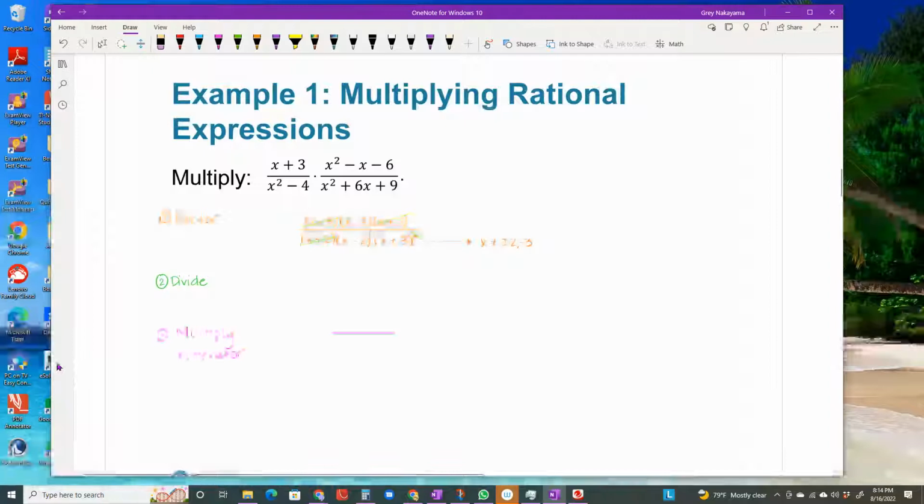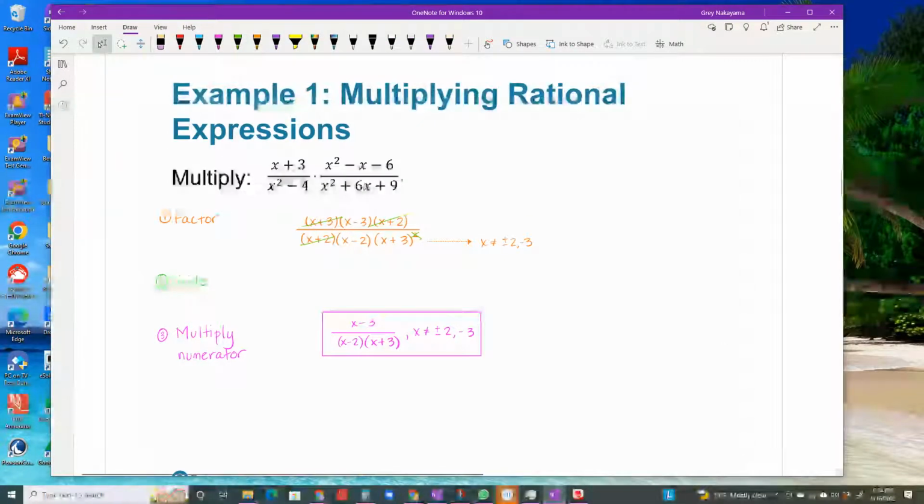So I'm going to multiply the numerator. Well, the only thing in the numerator is x minus 3. You do not have to multiply out the denominator, so I'm just going to write both those factors. I do have to remember what x cannot be. I've got to carry that down, and x can't be positive or negative 2 or negative 3. So that's my answer.